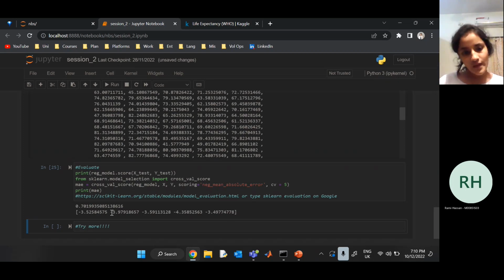We're getting negative mean square error, as I told you, so forget about the negative. We're getting 3.5, 3.9, 3.5, 4.3, 3.4. It's not that bad, because a lot of the time I've gotten like -20, so it's decent. As I said, 0.7 is a very good correlation, so we've done a pretty good job.